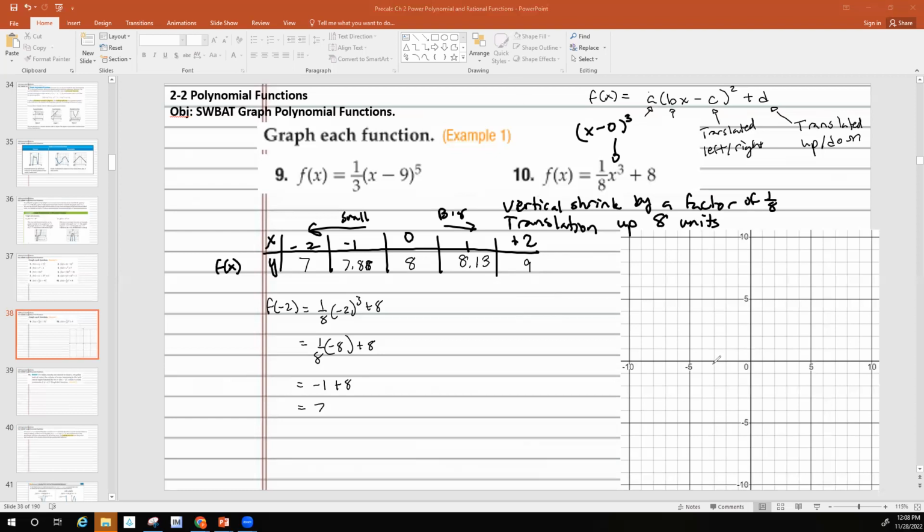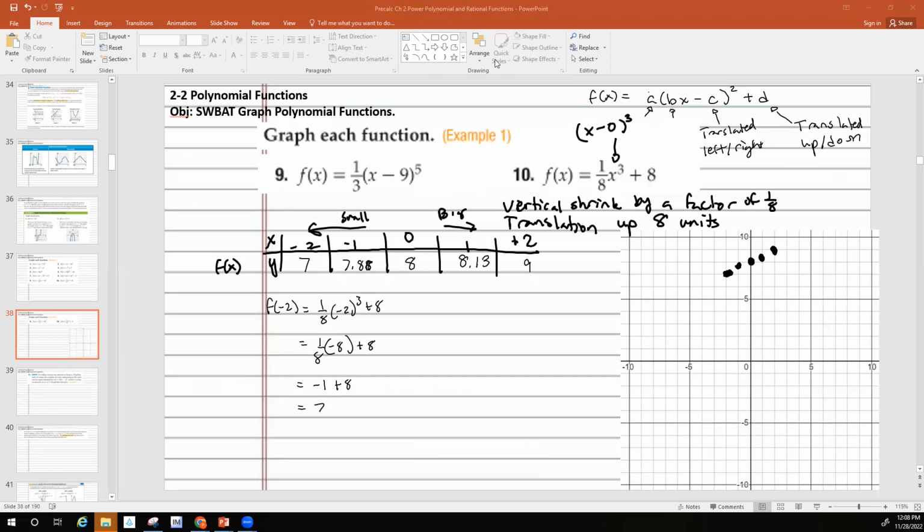So -2 comma 7. Go left 2, up 7. Then -1 comma 7.88. 0 comma 8. 1 comma 8.13. And 2 comma 9. All right, so there's a slight curve there.